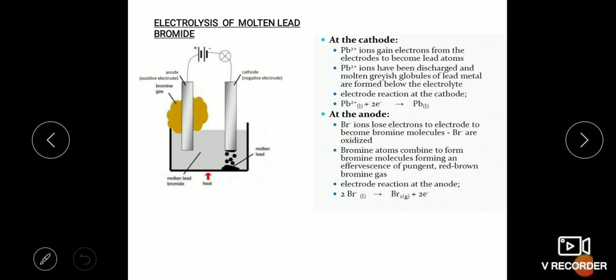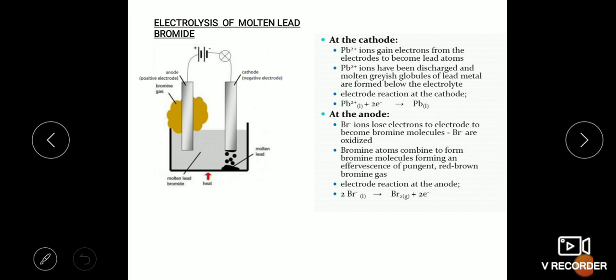Electrode reaction at cathode will be Pb plus 2 electrons will give you Pb metal, that is lead metal. At anode, Br minus ion lose electron to electrode to become bromine molecule. Bromine are oxidized because loss of electrons takes place. Bromine atom combines to form bromine molecule, forming an effervescence of pungent red-brown bromine gas. Now please remember, this red-brown color is specifically used for bromine.